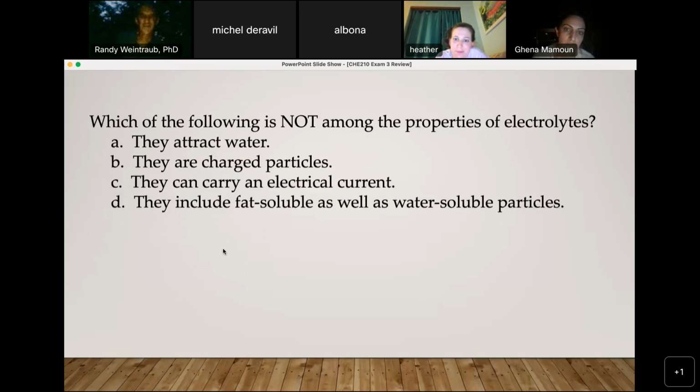Which of the following is not among the properties of electrolytes? D. D is right. Electrolytes are things like chloride ion, calcium ion, sodium ion, potassium ion, and sulfate ion. They do attract water. They help in this osmosis. They're charged particles, and they do carry electrical current. They're not that soluble.